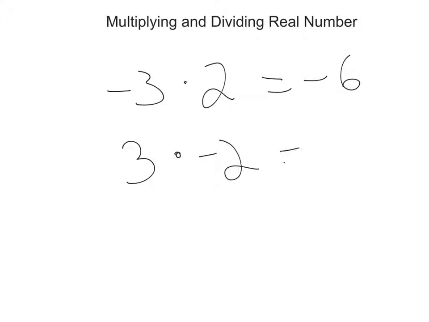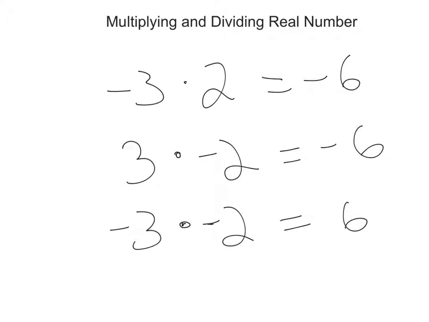If we have negative 3 times 2, we have negative 6. If we have 3 times negative 2, we have negative 6. And if we have negative 3 times negative 2, we get positive 6 again. If you have an equal number of negative signs, you end up with a positive number. If you have an odd number of negative signs, you end up with a negative number.